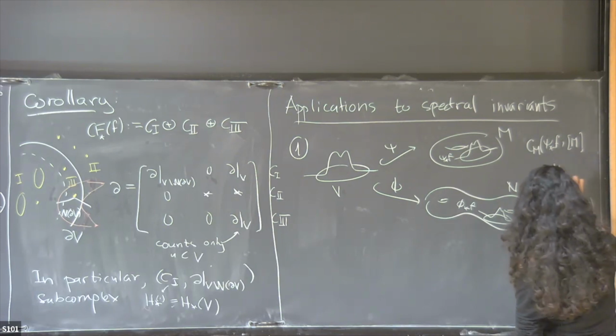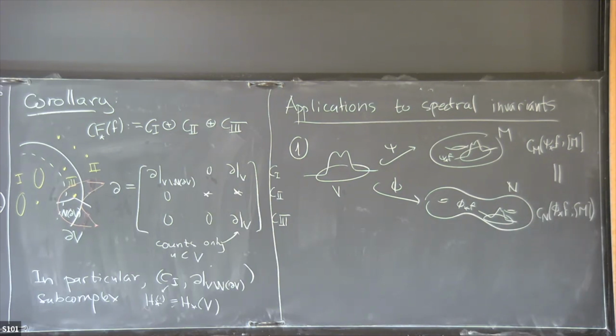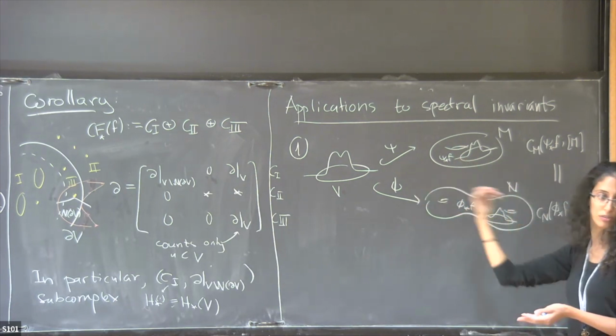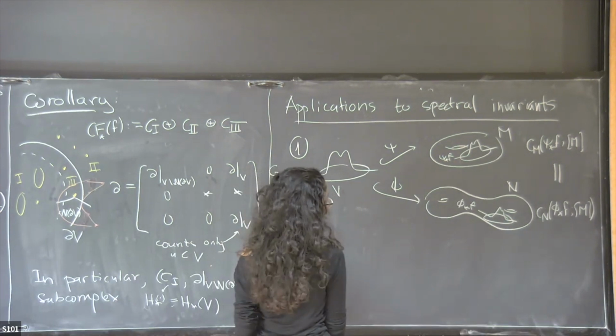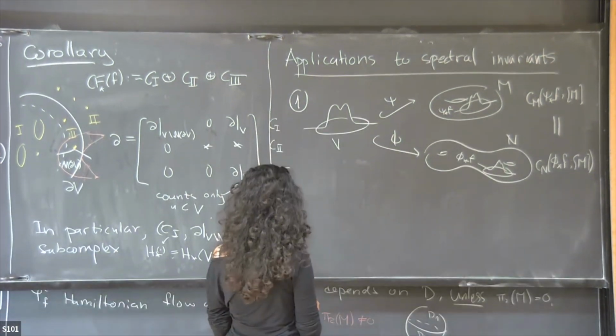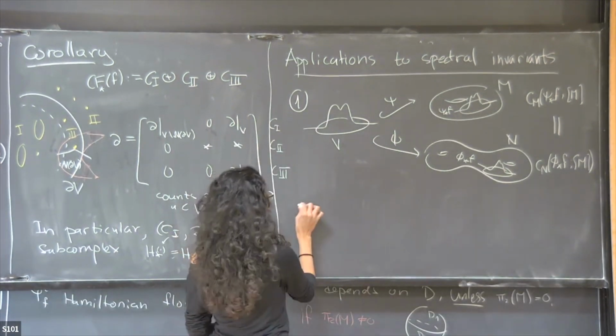And the claim is that these two coincide. Okay, and this is true for a bunch of other classes, basically any class that is in the image of the map induced on homology by the inclusion or the embedding. Right, so this is one application.